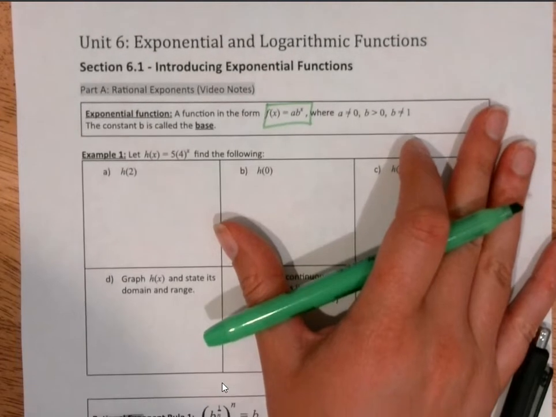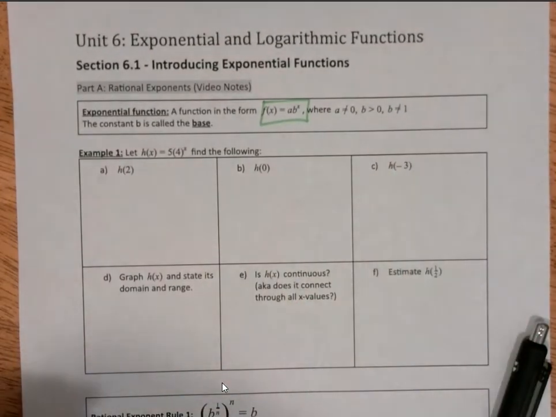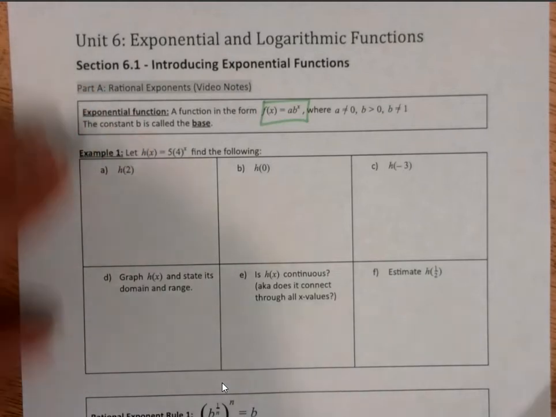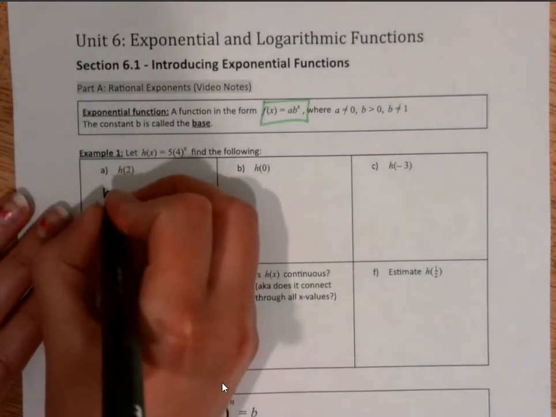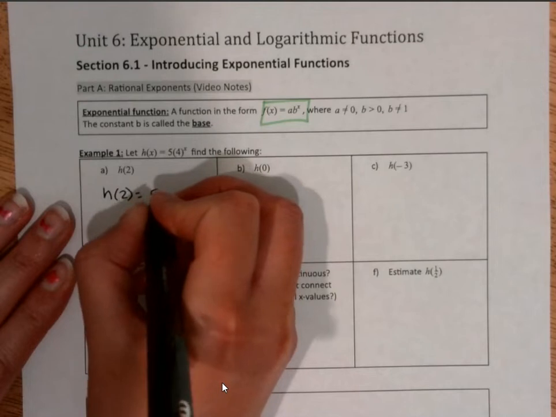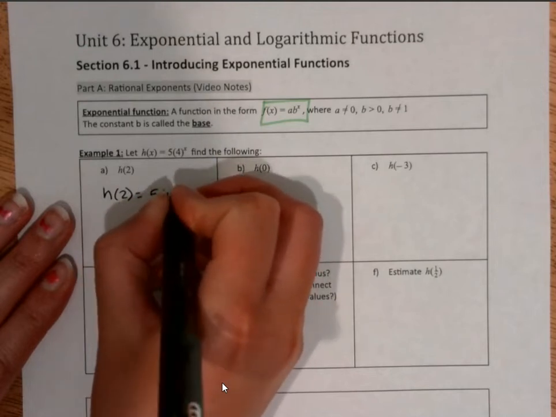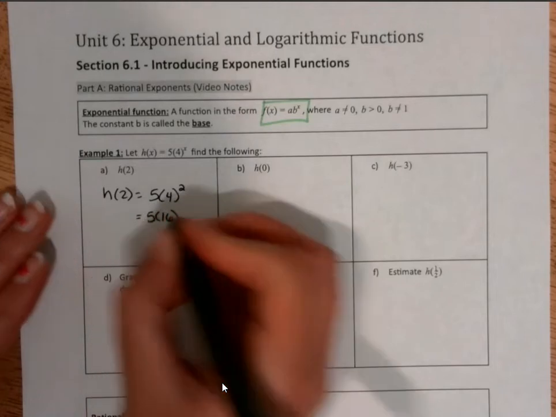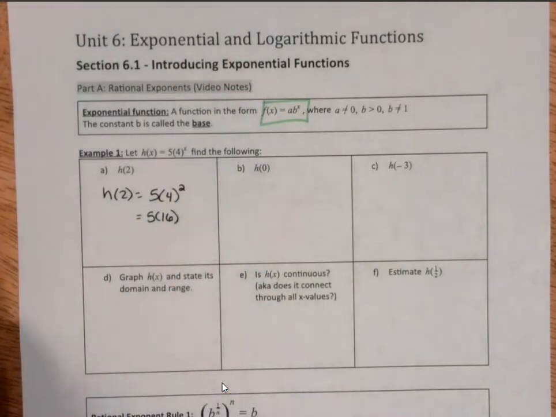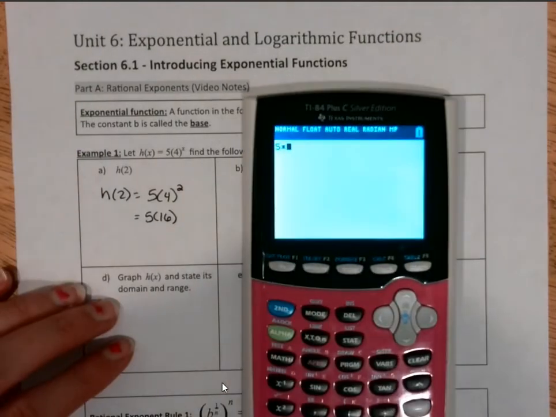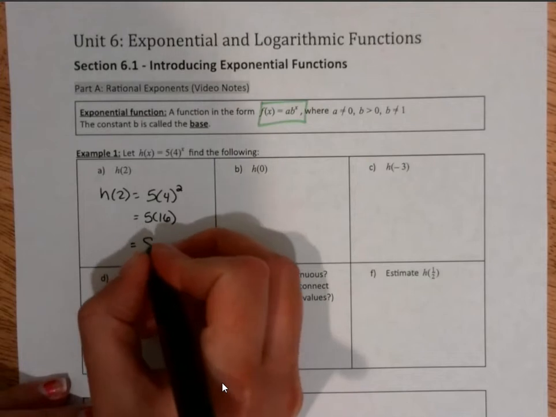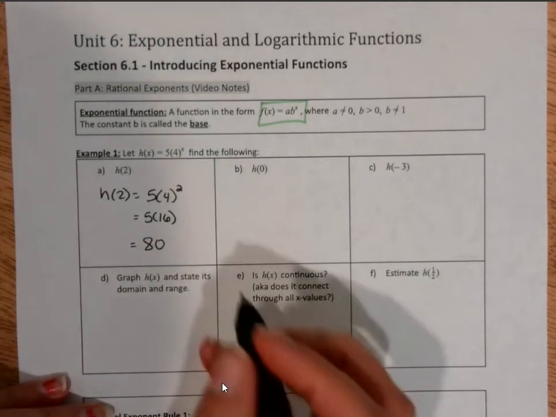First, we're going to plug in some values to the exponential function h of x equals 5 times 4 to the x. So h of 2. Okay, so h of 2 is 5 times 4 to the second. 4 to the second is 16, so this is 5 times 16. I don't know off the top of my head, so I'm going to grab my calculator. 5 times 16 is 80, so this simplifies to 80.